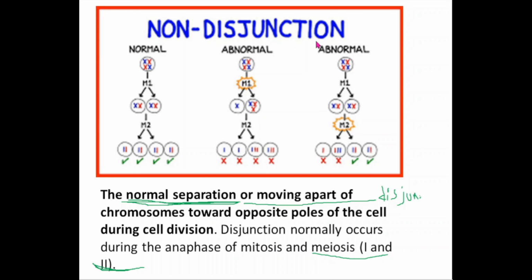Then disjunction, the normal separation or moving apart of chromosomes toward opposite poles of the cell during cell division, we call disjunction. Non-disjunction is non-separation. Disjunction is separation. Disjunction normally occurs during the anaphase of mitosis and meiosis. There are two phases of cell division in meiosis, phase 1 and phase 2. Therefore, in that case, there should be separation of homologous chromosomes and then sister chromatids. That process we call disjunction.